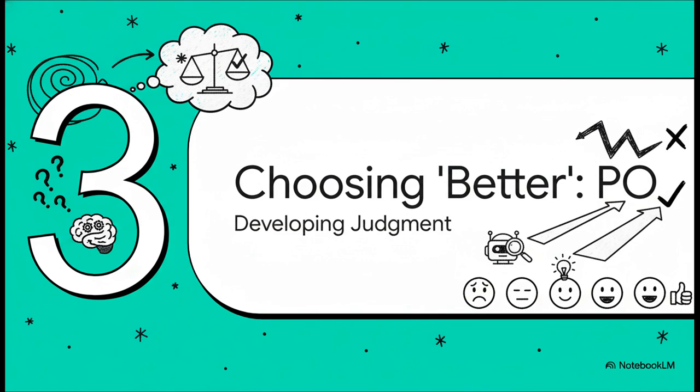Okay, so the model can now act like an assistant. But how does it learn the difference between a bad answer, a good answer, and a great answer? Well, that's the job of preference optimization. This is where we move beyond just mimicking a style and start to teach the model a real sense of judgment.